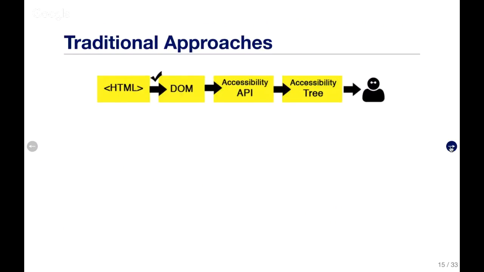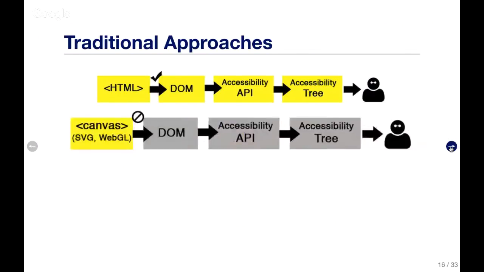You provide really good HTML, as described by Estelle in the previous talk, and you're well on your way to making a very accessible experience. However, the sims currently, as I said, are built in Canvas, SVG, and WebGL. So they provide no accessibility information to the DOM. So we have no information to pass along to the accessibility API or to the accessibility tree.